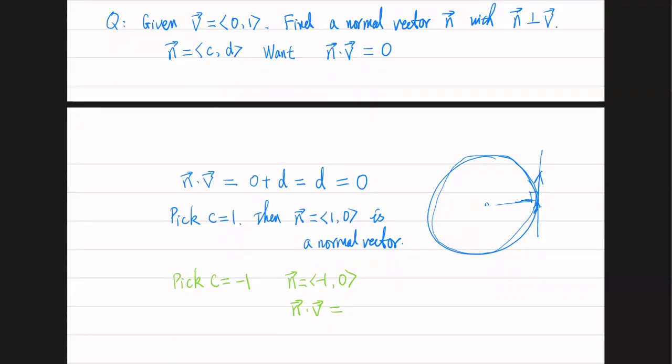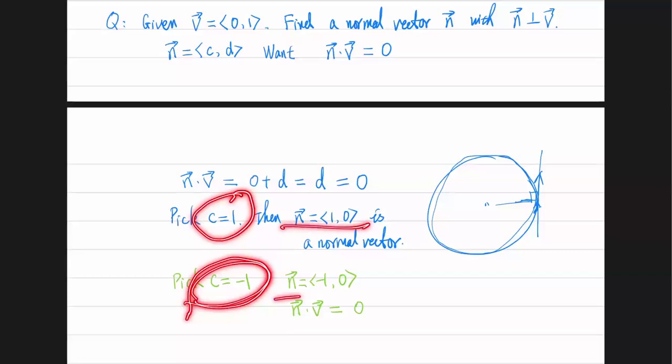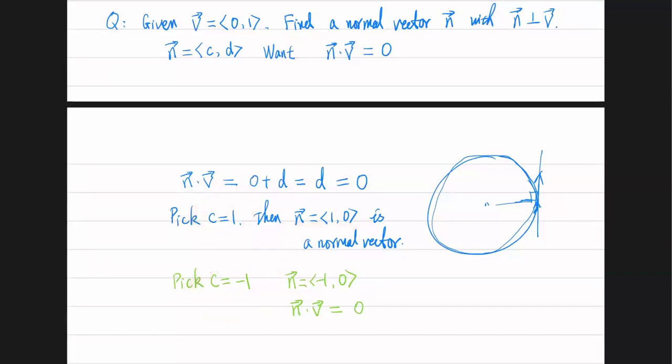That's 0. This is basically just -1 times 0 plus 1 times 0, which is 0 plus 0, which is 0. So this also works. I picked 1, Amy picked -1, both work. So the normal vector is not unique. There are a lot of them.